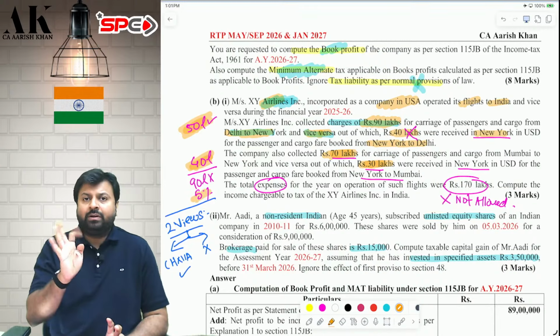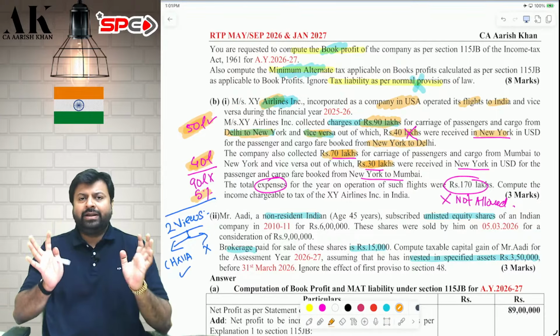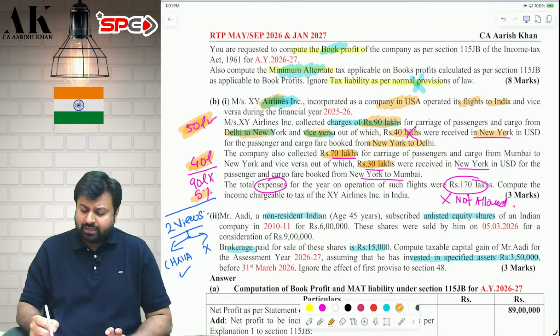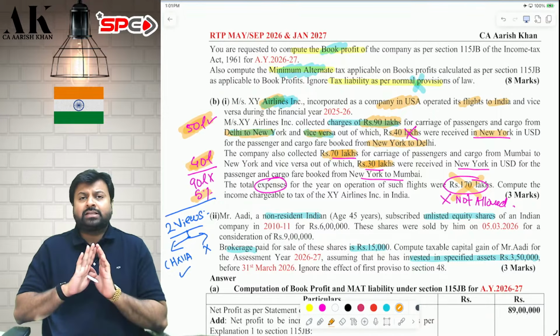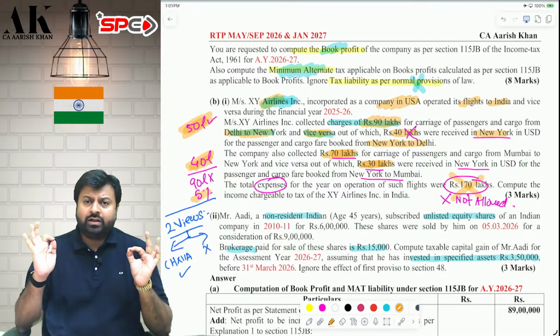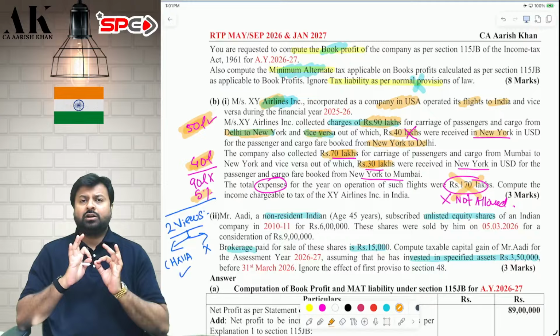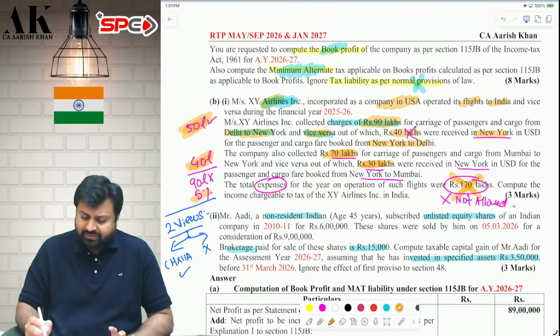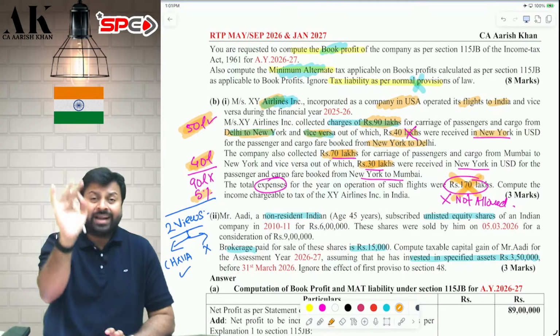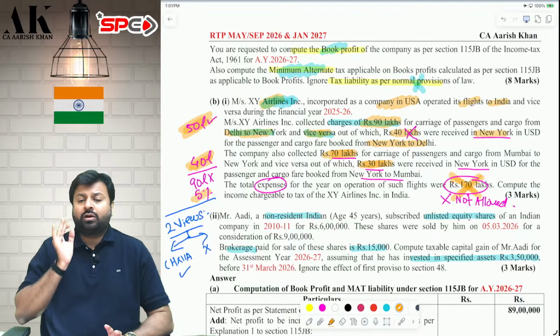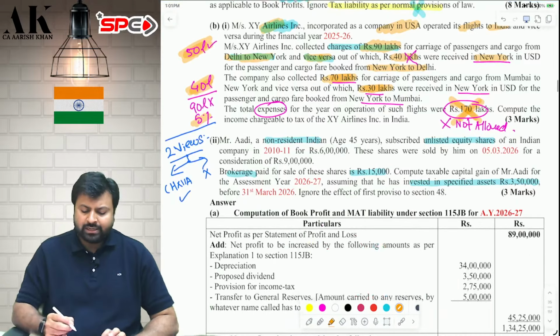Of that, 5% will be deemed income. 5% deemed income will be taxable in India, but from 5% deemed income, you will not get deduction of any expenses of PGBP because under 44BBA, PGBP expenses are not allowed as deduction. Therefore, this 170 lakhs will not be allowed as deduction. You should write that as a note in the examination, otherwise you will not get complete marks. Okay. Next question, Mr. Adi.